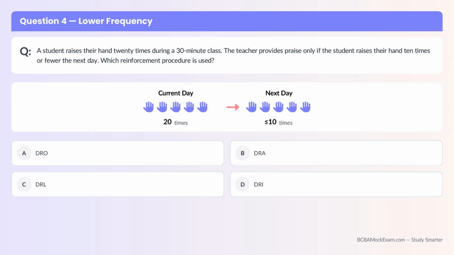This student raises their hand 20 times during a 30-minute class. So the problem isn't that the behavior is inappropriate, it's that it's happening way too often. The teacher decides to praise the student only if, on the next day, the hand raising is 10 times or fewer in that same time period. Pay attention to what changed. We're still reinforcing the same behavior, raising a hand, but only when it happens at a lower rate than before. That is the classic setup for DRL, differential reinforcement of low rates.